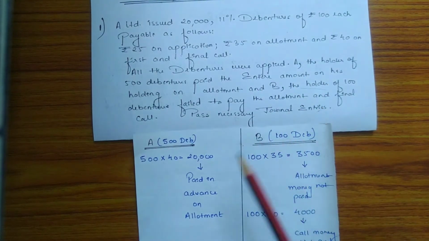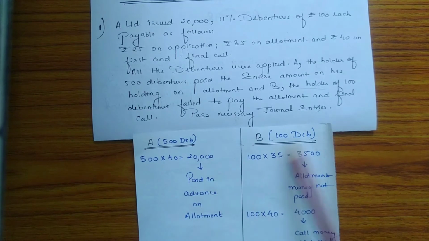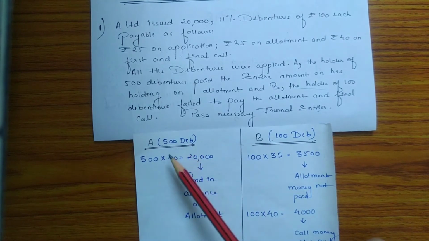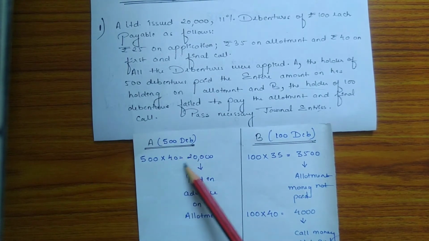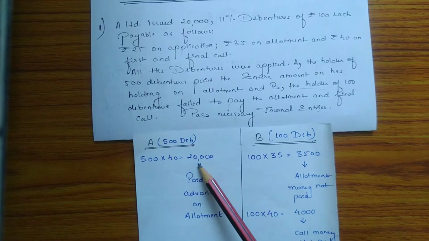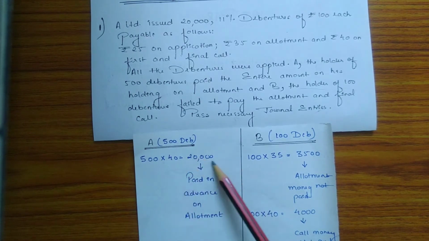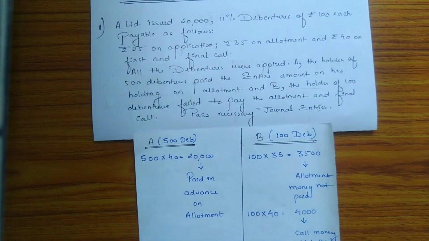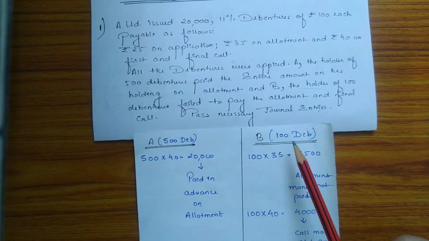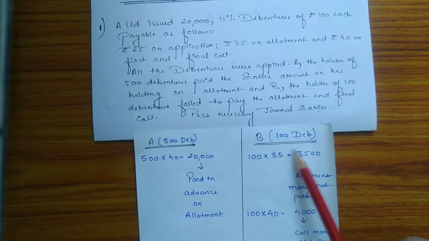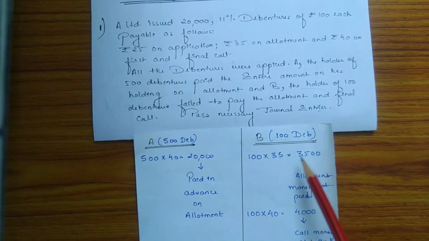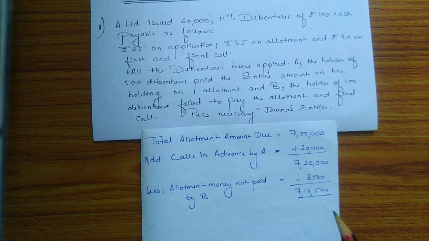Now, according to the question, A, who is holding 500 debentures, had paid the call money in advance on allotment. So, the number of debentures A is holding is 500 into first and final call money is rupees 40. So, the total amount which A has paid in advance will be 500 into 40, that is 20,000. Now, B, who is holding 100 debentures, has not paid the allotment money. So, the number of debentures B is holding is 100 and the allotment money is rupees 35. So, the total amount which B has not paid on allotment will be 3,500.